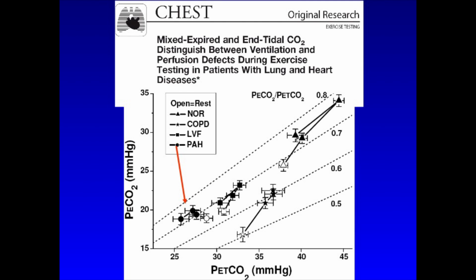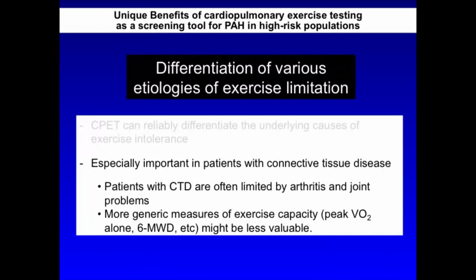So if you learn to recognize these patterns, however you want to plot them, you can see that the pattern of gas exchange can be used very nicely to determine what the nature of the impairment in blood flow, if you will, is limiting that patient from doing exercise. So it's extremely important, I think, in the scleroderma population.